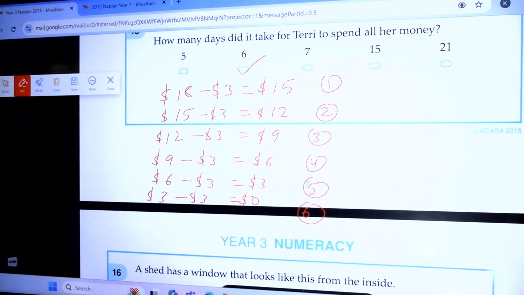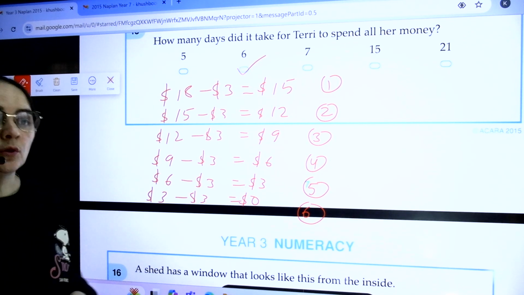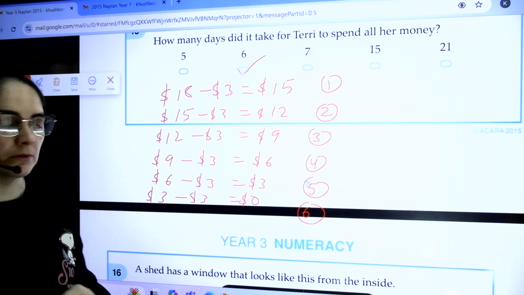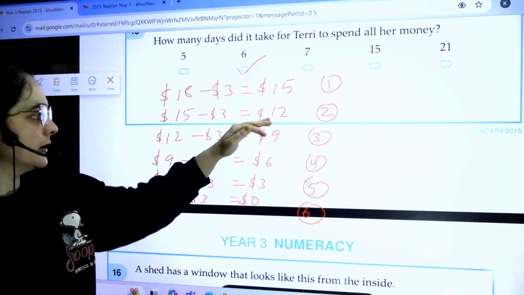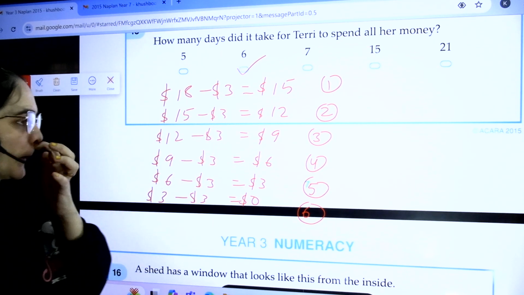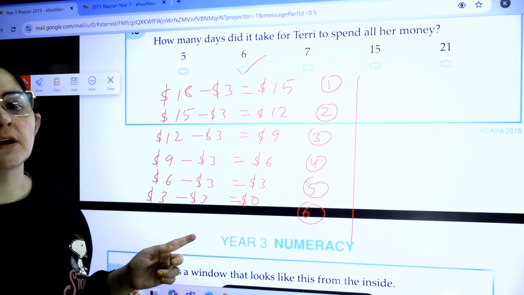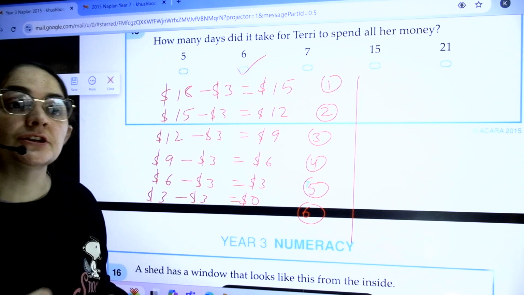Okay, how many days will it take to spend all her money? It will take 6 days. Spending money is a division problem or repeated subtraction problem. So you should be minusing repeatedly, or there is a shortcut. You see, this is repeated subtraction, and repeated subtraction is division.